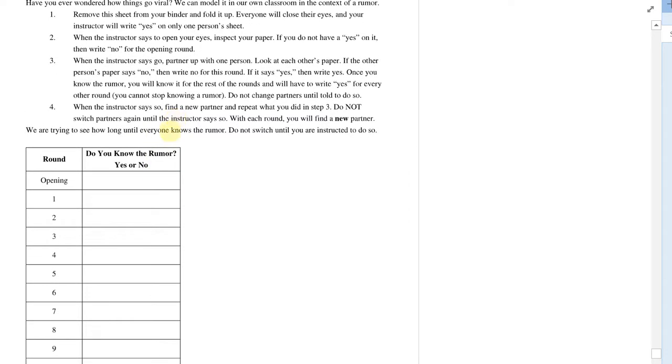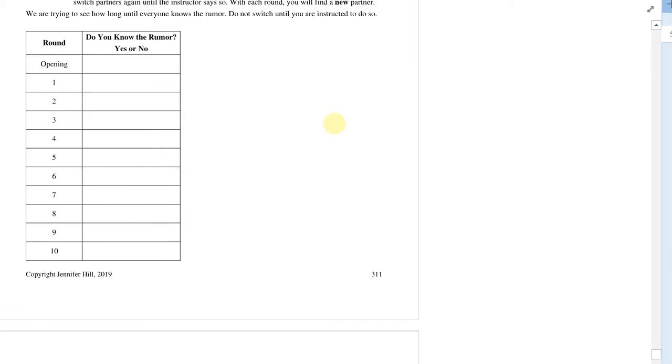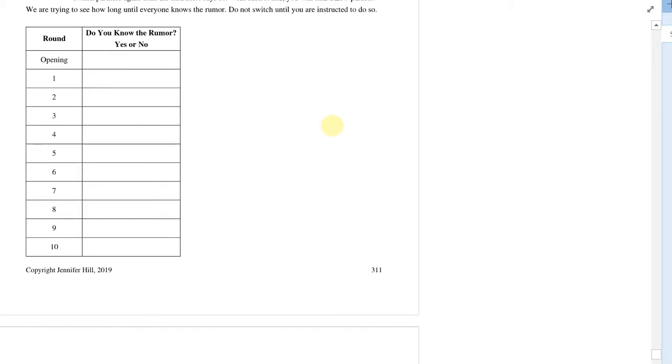For this activity, I was talking about how a rumor spreads. But perhaps now it's better to think about how a virus spreads. So I want to do a little bit of a thought exercise here with you, and we'll record it together.